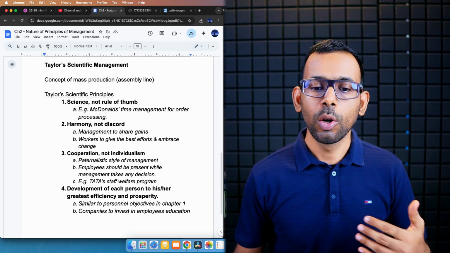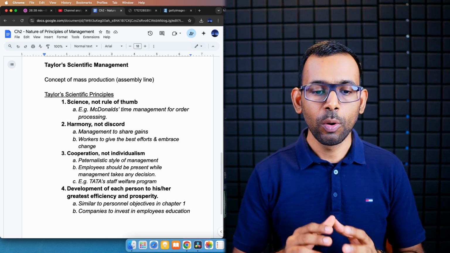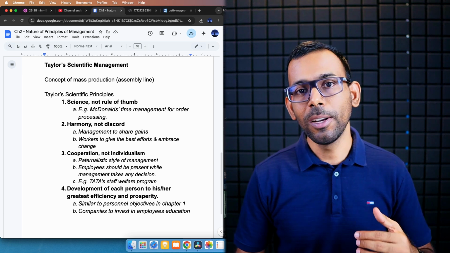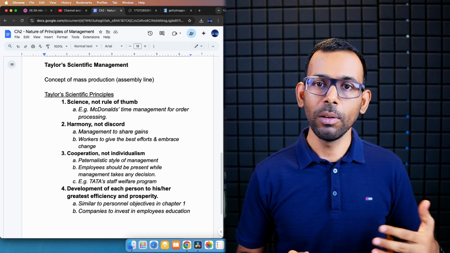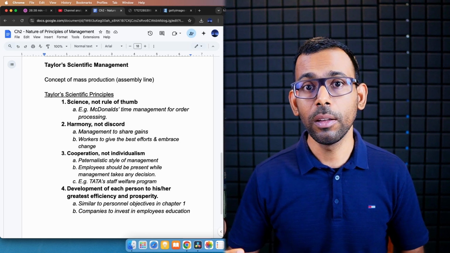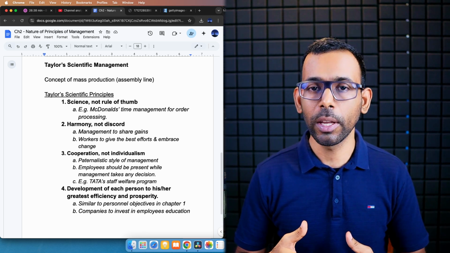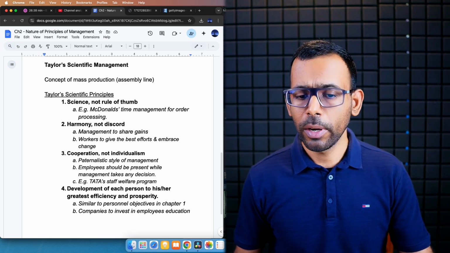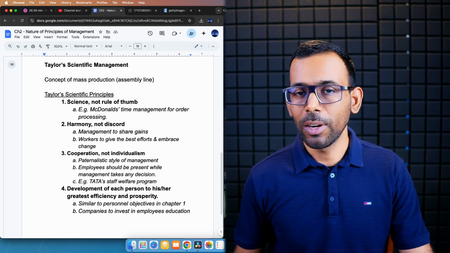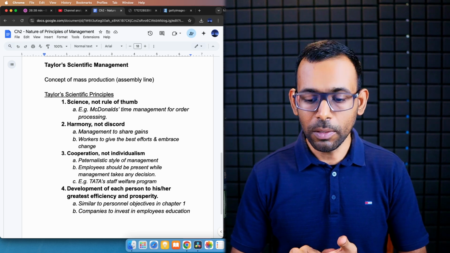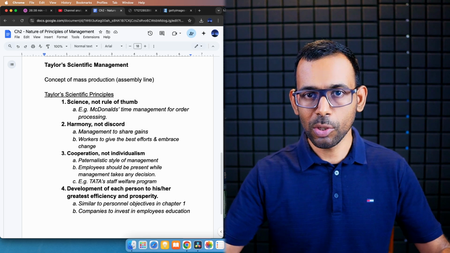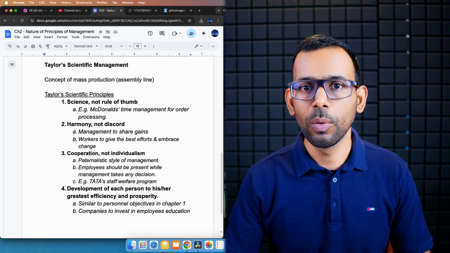Now, what about cooperation and individualism? Again, management should not think that they are the only ones, that they are better. At the same time, workers also should not think that they are better. Both should work in a cooperative manner. More importantly, management should adopt a paternalistic style. What is this paternalistic style? It means management generally has more money and more power in society, right? Workers are the ones who are financially not so rich.